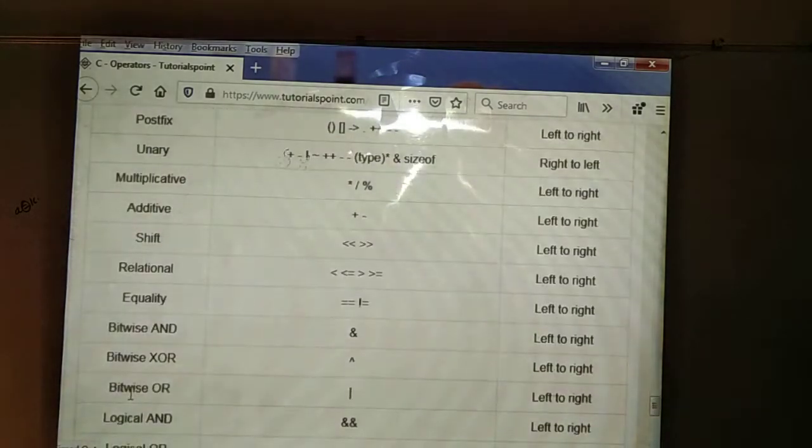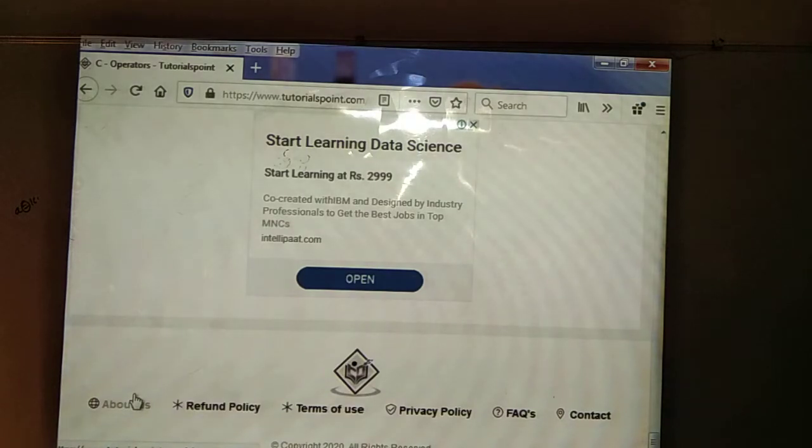These are the operators in C language. In the next session we can start with data types.